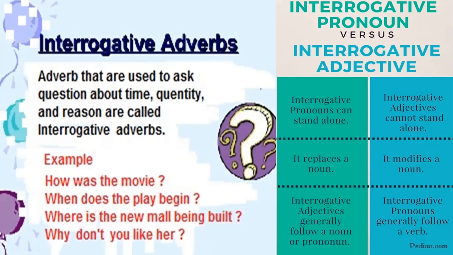What is the quality of the verb you are using here? Like, how was the movie? Movie kaisi thi? Adverb. You have to add the point. How was the movie? When did the play begin? Play कब होगा? Begin कब होगा? When कब होने वाला? You have to describe this verb. Next is, where is the new mall being built? भी कहाँ पे new mall जो बिल्ट हुआ है, कहाँ पे हुआ है? So you have to describe with this one that where the mall is being built. Next is, why don't you like her? Why don't you like her?